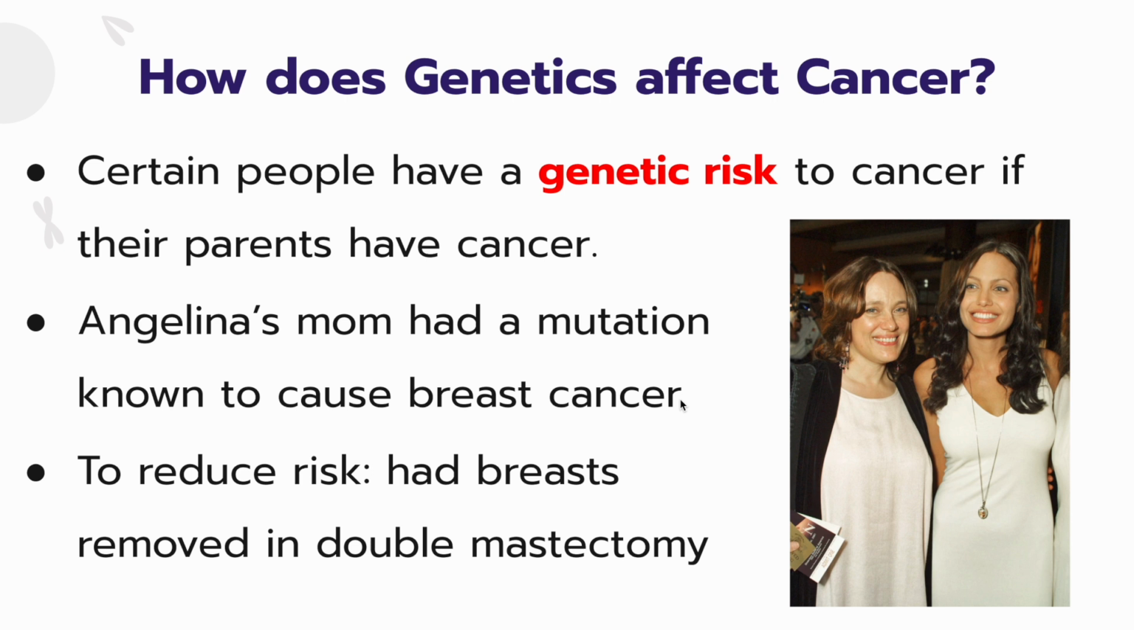So, to reduce her risk of getting cancer, she had something called a double mastectomy, which is where she had both of her breasts removed before they'd be able to develop into any type of cancerous cells.